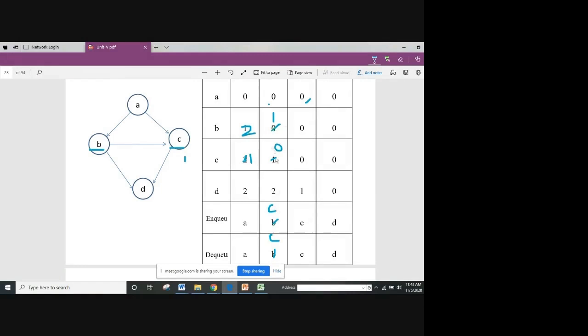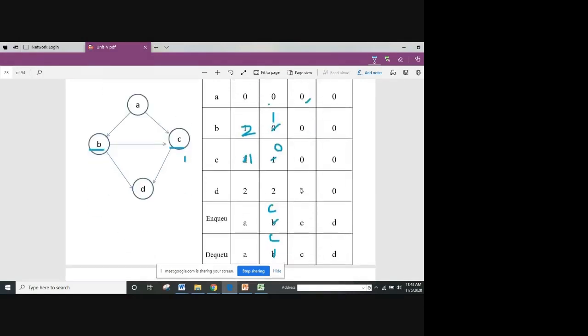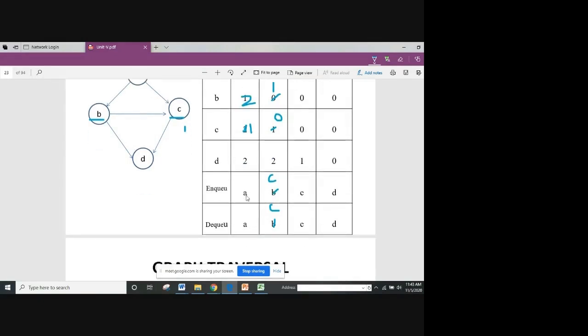Correct? Yes. Ma'am, but here we only have enqueuing and dequeuing adjacent neighbors, right? Ma'am, here we are enqueuing and dequeuing, right? First we are enqueuing, and right after enqueuing we are dequeuing. Whatever is in the queue will come out, right?